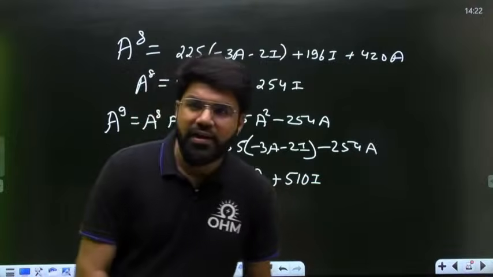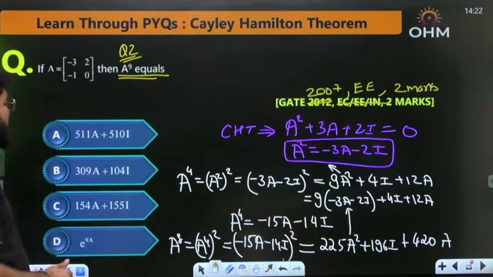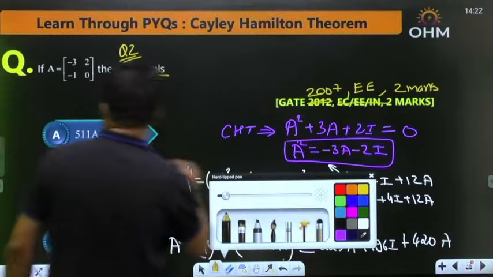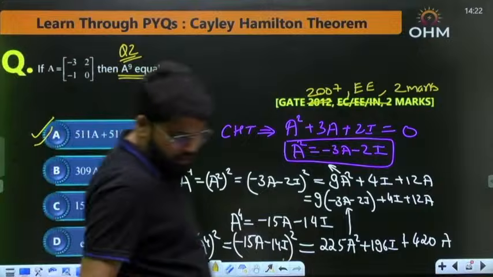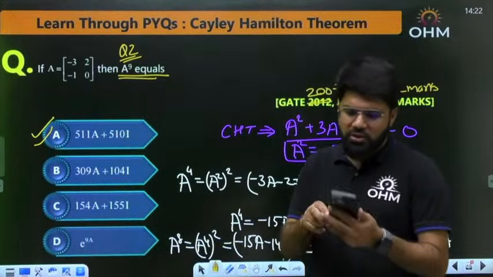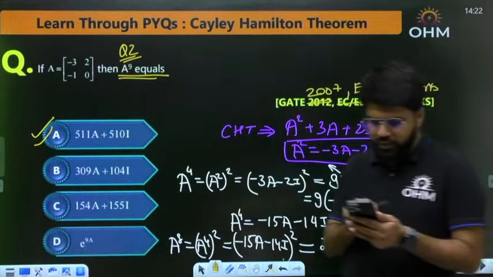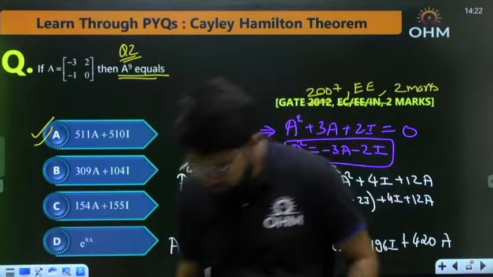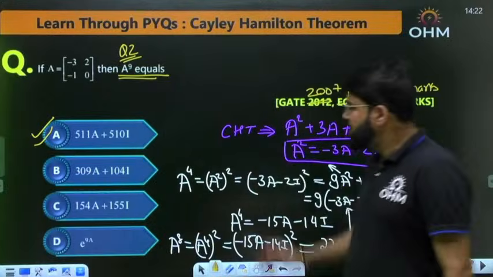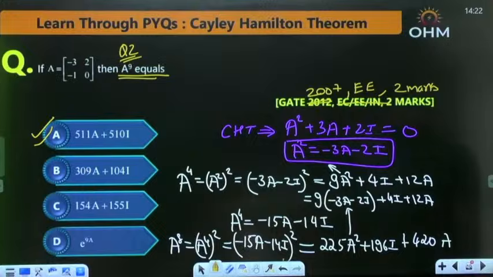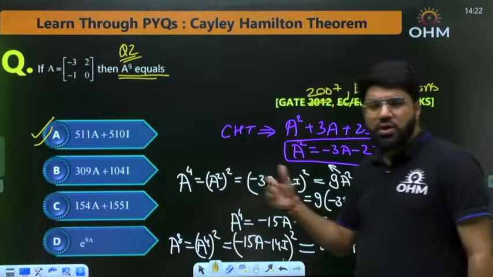511a plus 510i. Okay, that is option number A. Check your calculation also, let me check for any discrepancy. But yes, I think it is now correct. Okay, so see, up to A power 9, it took us some time to go.